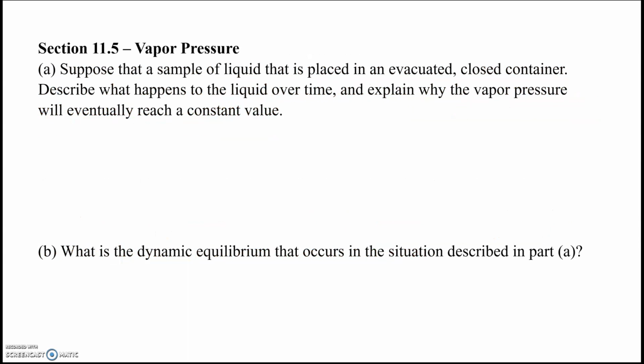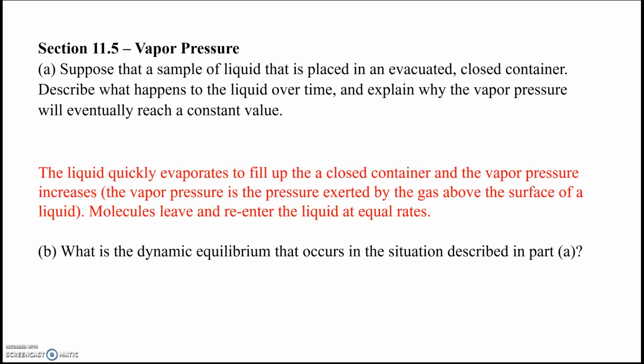All right, now we're going to talk about section 11.5, vapor pressure. We want to suppose that a sample of liquid is placed in an evacuated closed container, and we want to describe what happens to the liquid over time. Okay, the liquid quickly evaporates to fill up a closed container, and the vapor pressure increases. And we're going to define the vapor pressure as the pressure exerted by the gas above the surface of a liquid. The molecules leave and they re-enter the liquid at equal rates.